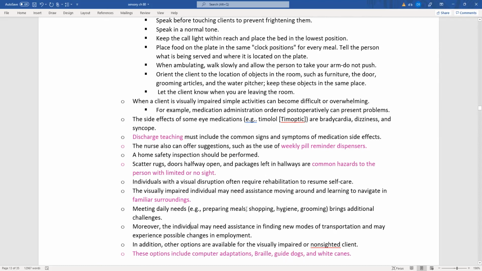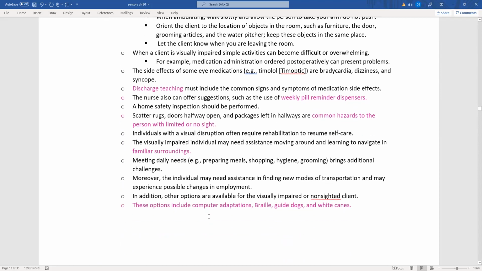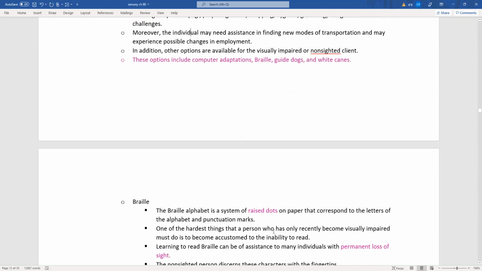Meeting daily needs, like preparing meals, shopping, hygiene, and grooming, brings additional challenges. Moreover, the individuals may need assistance in finding new modes of transportation and may experience possible changes in employment. In addition, other options are available for visually impaired or non-sighted clients. These options include computer adaptation, Braille, y'all know what Braille is, and we're about to talk about it in a second. We're going to talk about the guide dogs and white canes. I would prefer a pit bull for a guide dog.